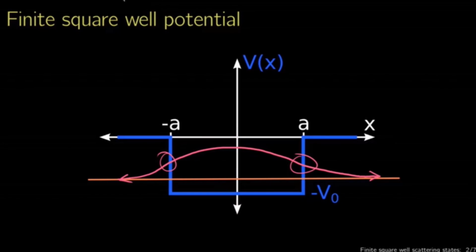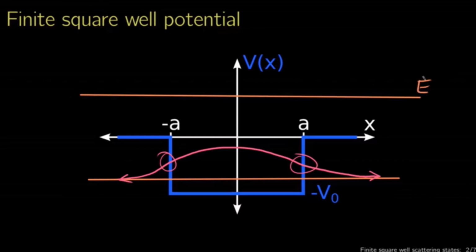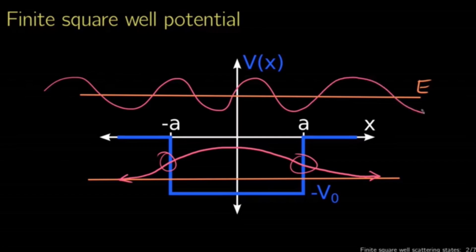We're going to take a very similar approach here, except this time we seek scattering state solutions, where the energy E is everywhere above the potential, and as a result our solution can extend all the way from minus infinity to plus infinity. The solutions that we get will end up looking a little something like this, but we'll see what they look like momentarily.